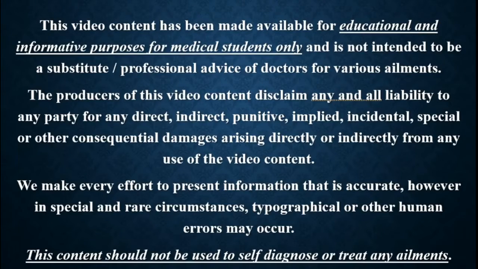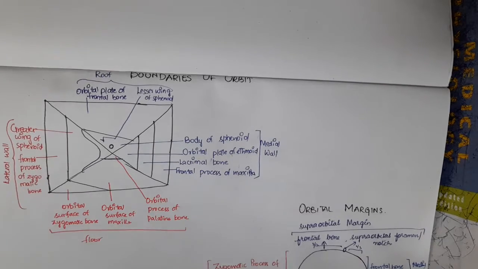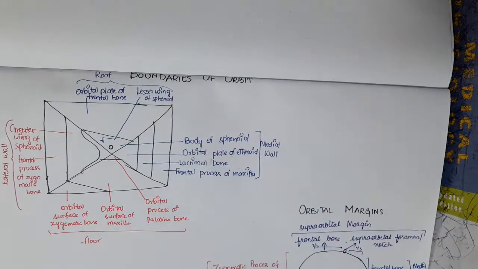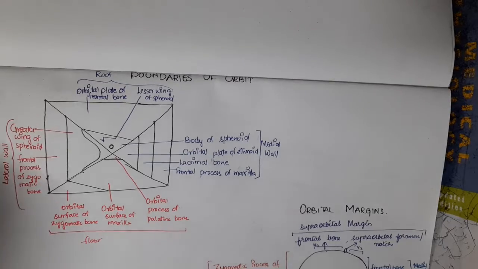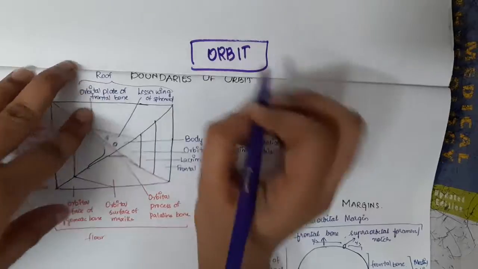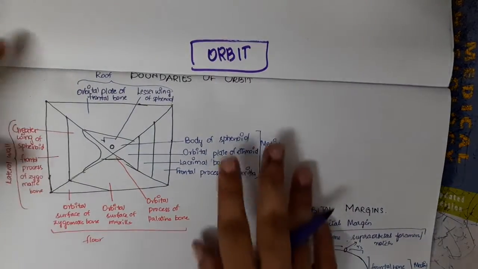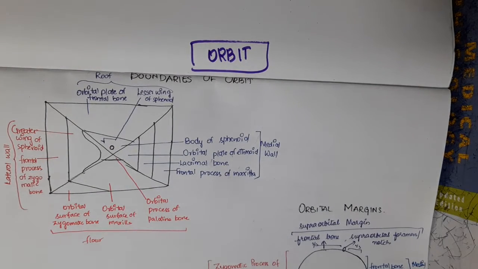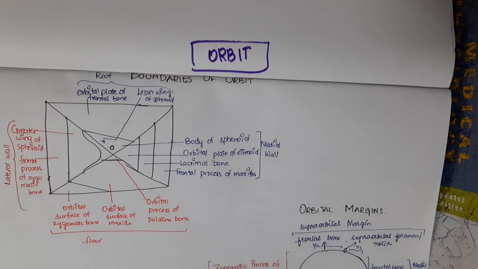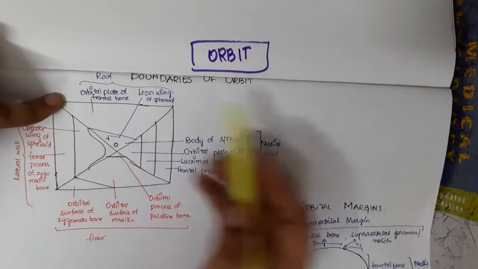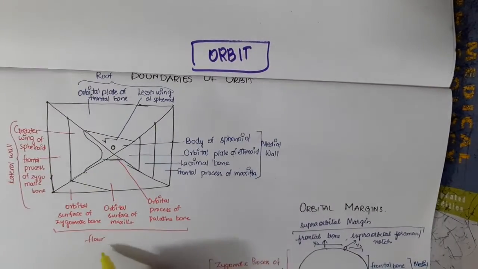In this lecture, we will learn about some important points about the orbit. I would like to explain this using some images. First we will see the boundaries of the orbit. Orbital boundaries can be divided into roof, medial wall, lateral wall and floor.